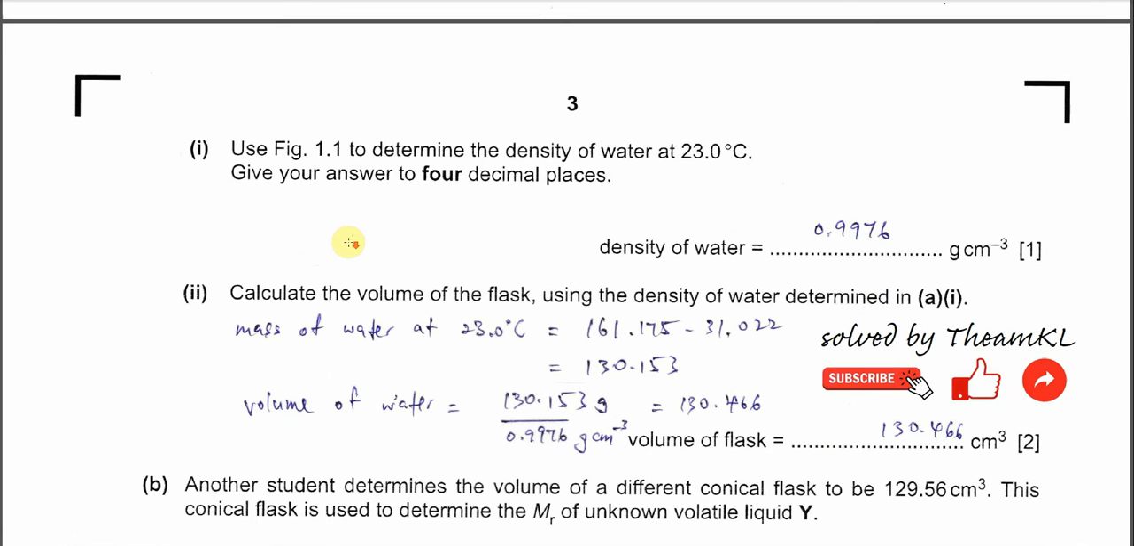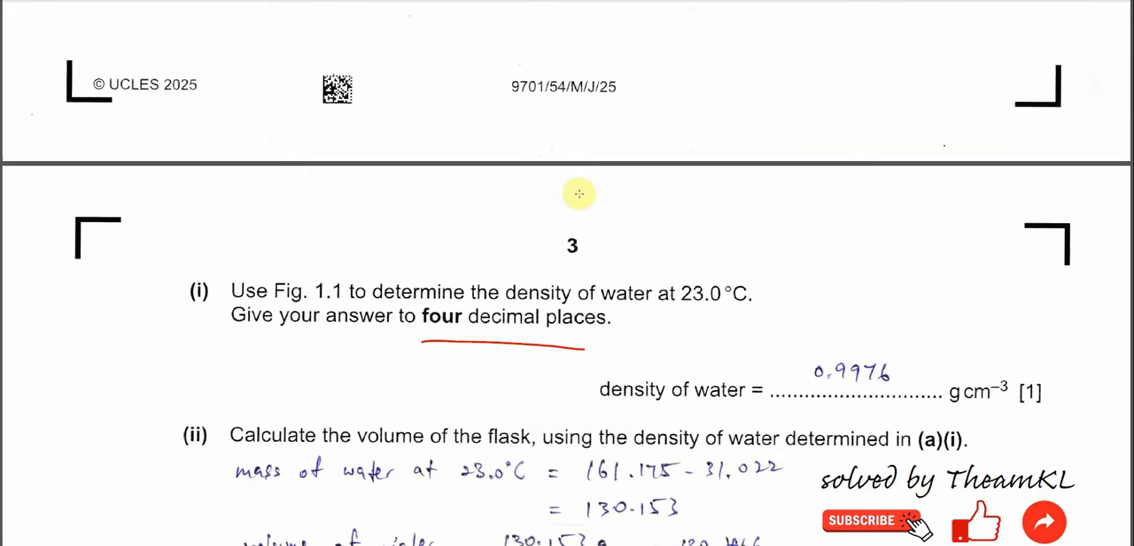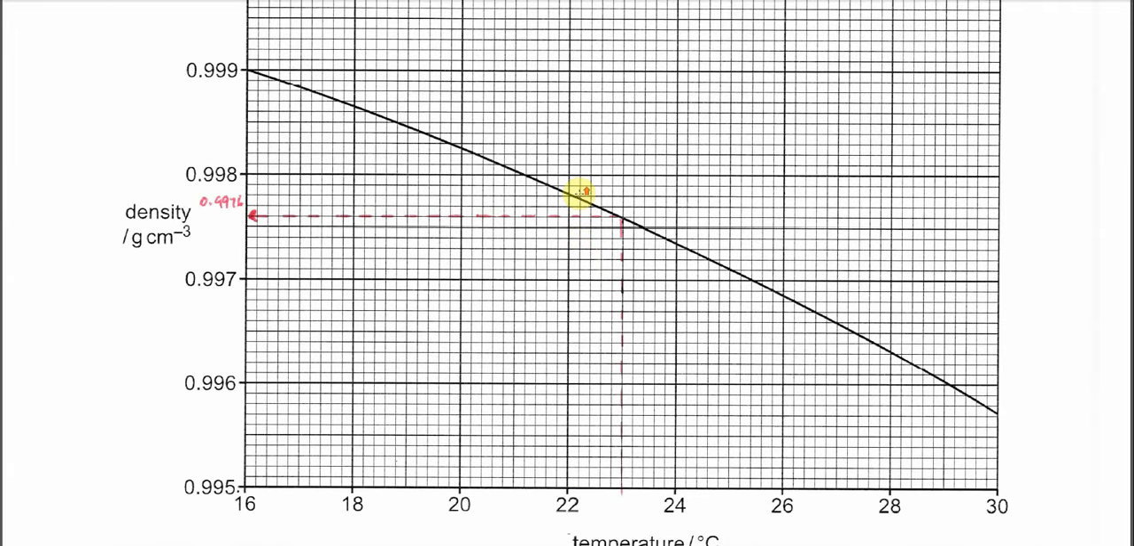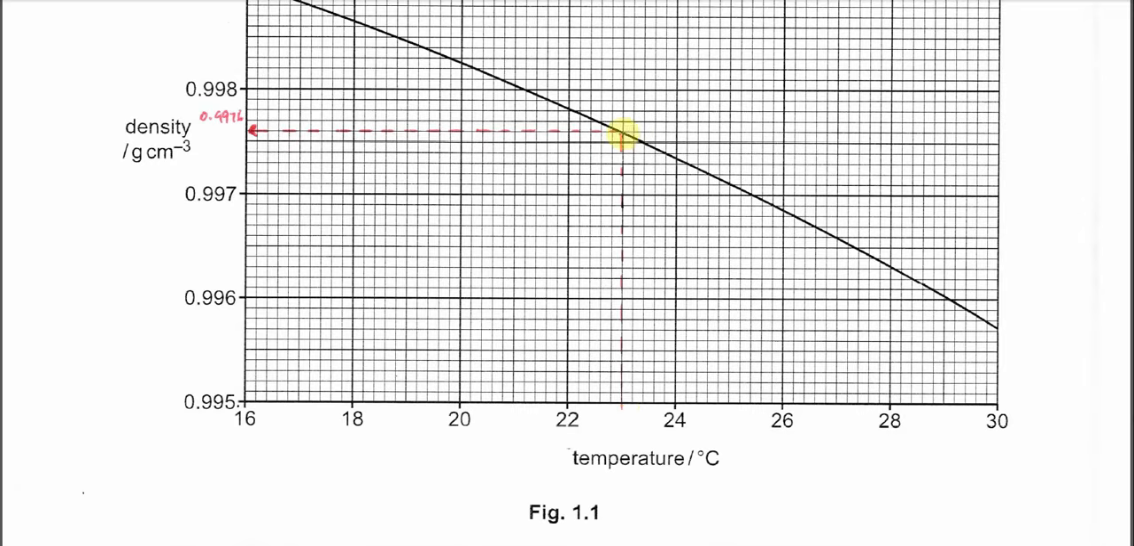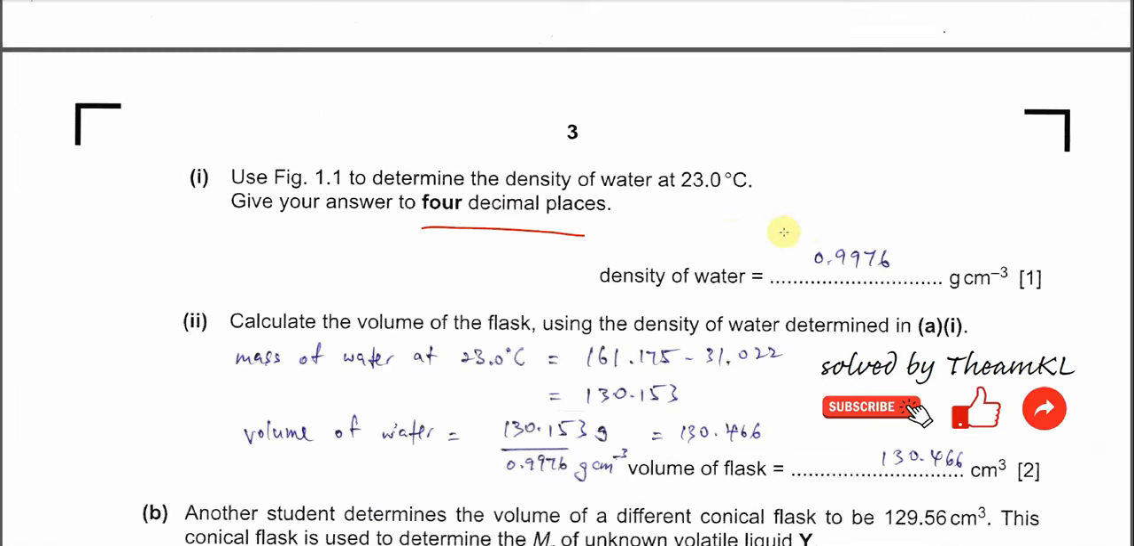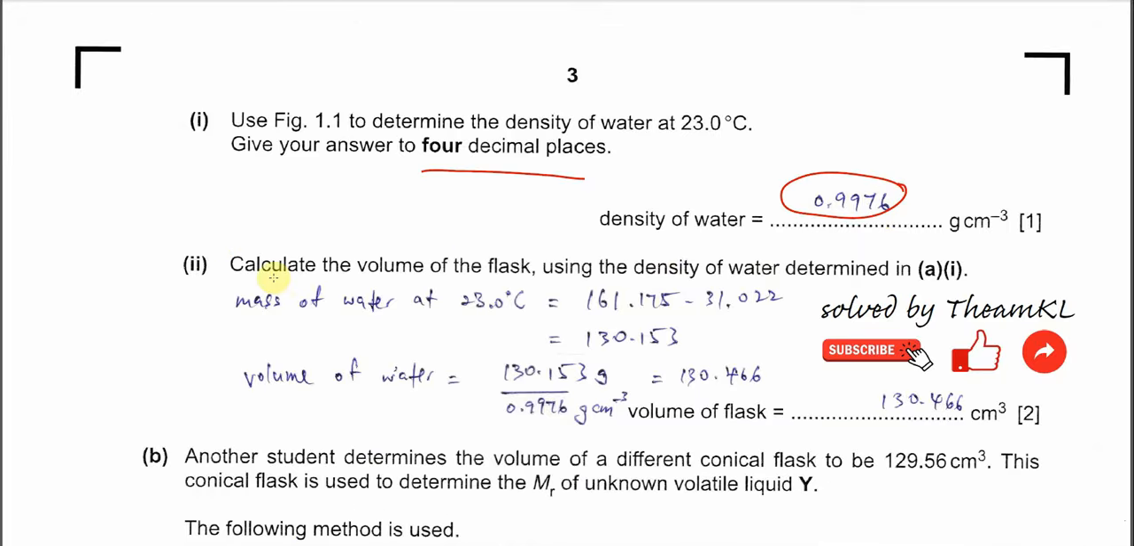Use this figure 1.1 to determine the density of water at 23.0 degrees C. Give your answer in 4 decimal places. So at 23 degrees C, from this figure 1.1, you will get about 0.9976. So you just fill up here 0.9976. Easy, this one. Part 2, calculate the volume of the flask using the density of water determined in A1.